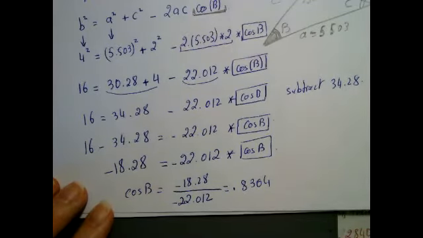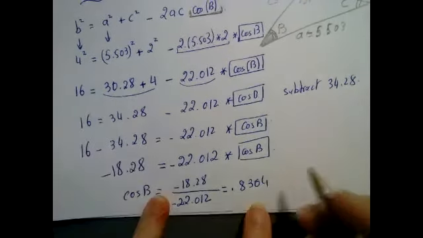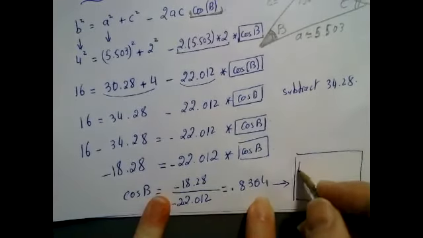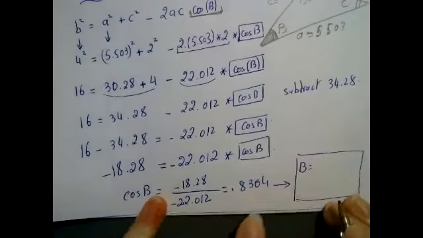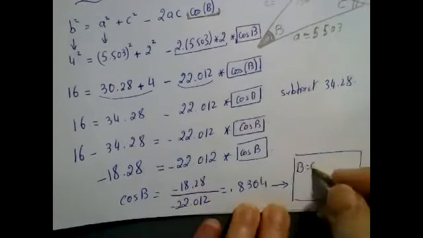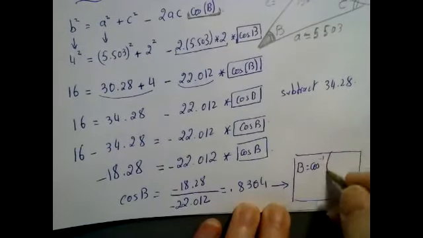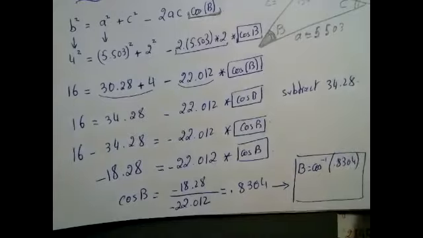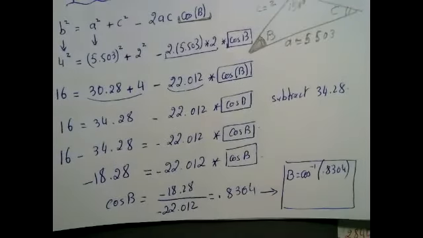Now my goal is to find the angle. So what's going to be the B? I know the cosine. Now I need the angle. What's going to be the B? So the B is going to be the cosine inverse of 0.8304. So it's a little bit of a long process, but it's not a hard process. So let us find the B now.